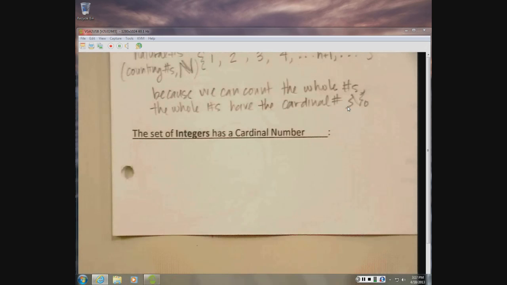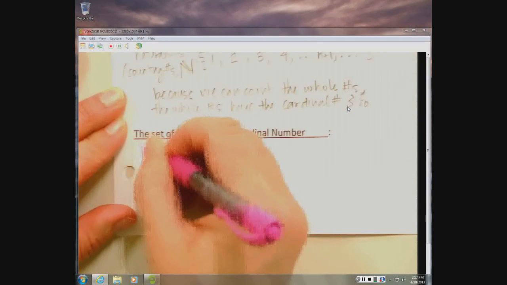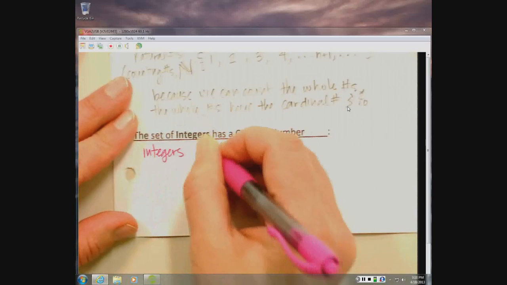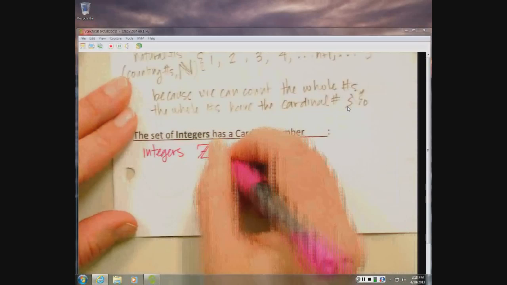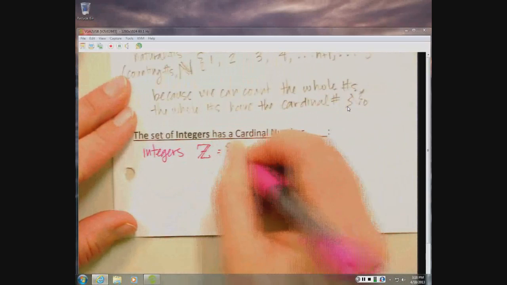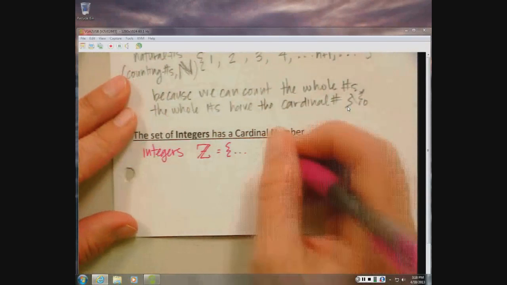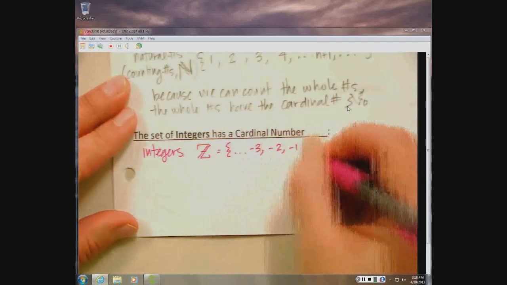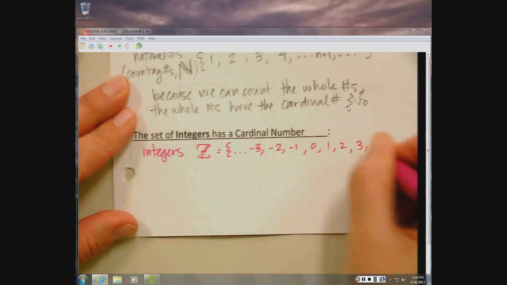Now, the set of integers, which we can abbreviate with the capital Z that has a double bar on the diagonal. The set of integers is all negative whole numbers, positive whole numbers, and 0. So we start -3, -2, -1, 0, 1, 2, 3, and so on.